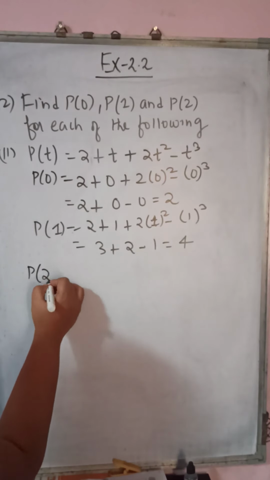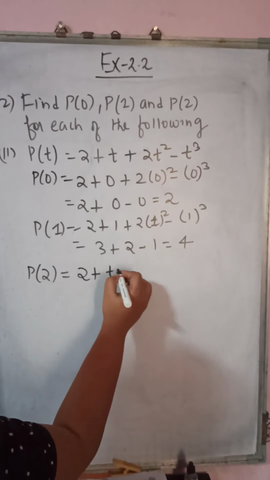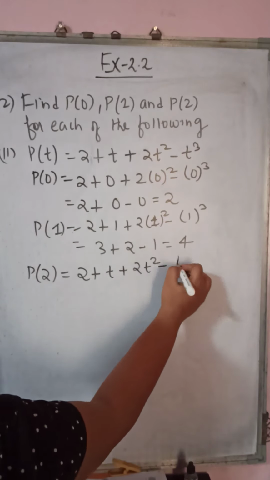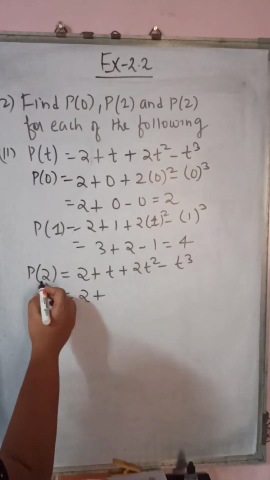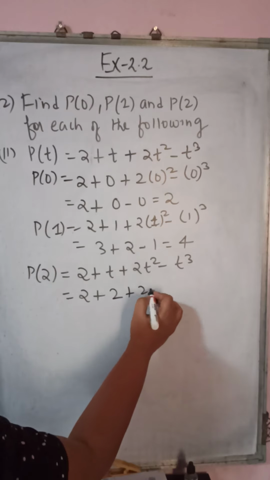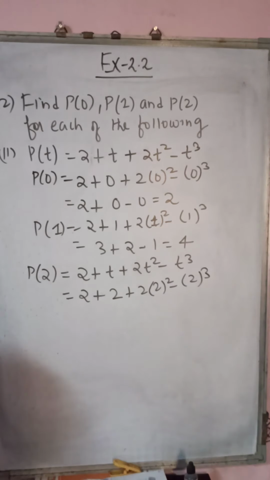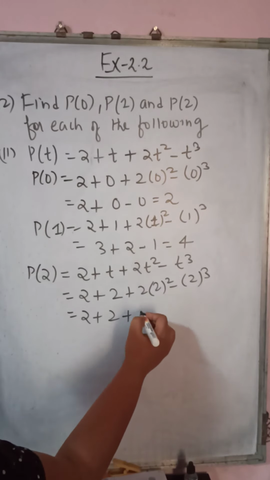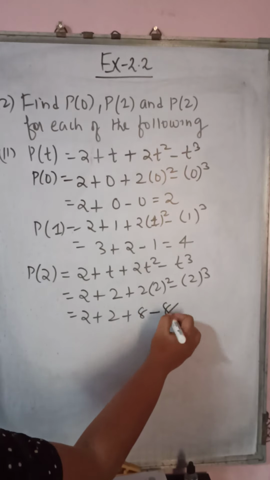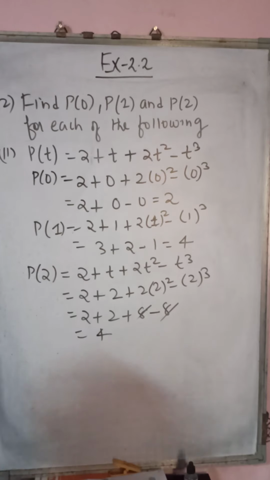And third is P of 2. What is the polynomial? 2 plus t plus 2t square minus t cube. So wherever t is there, what you will put in place of t? 2. So plus 2 into 2 square minus 2 cube. So 2 plus 2 plus, 2 square is 4, 4 into 2, 8 minus 8. So this cancels, plus 8 minus 8, and 2 plus 2 is 4. So this is the answer of second part.